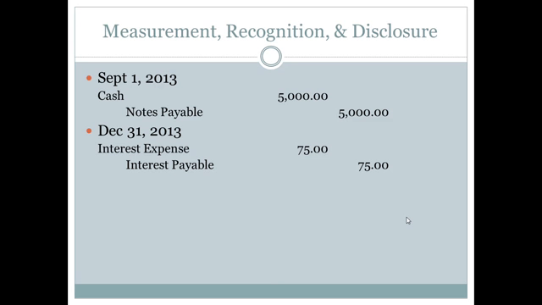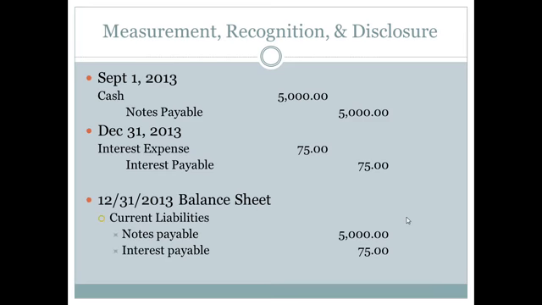So now we've covered measurement, determined the value of the note, we've determined the interest associated with that note, and now we have also accomplished the recognition. That's the actual journal entries that are necessary to recognize the impact of these transactions. The disclosure is just how does this impact the balance sheet. So December 31st, 2013 balance sheet, as far as the current liabilities are concerned, we would show a note payable of $5,000. That's the balance in the note payable account, and we would show interest payable of $75.